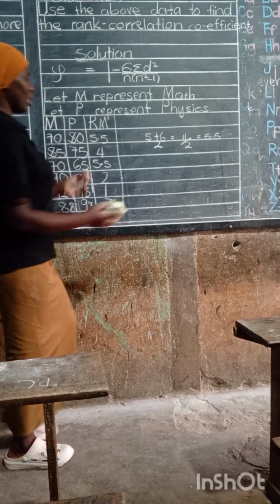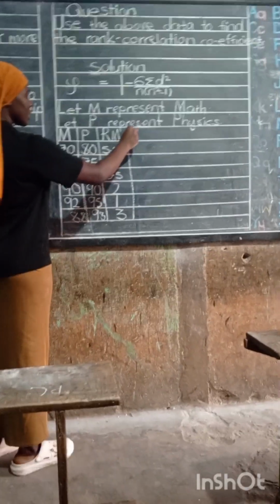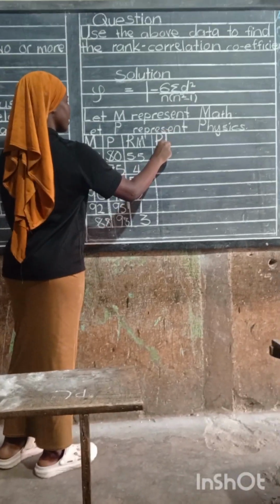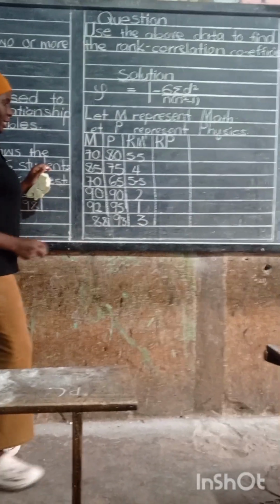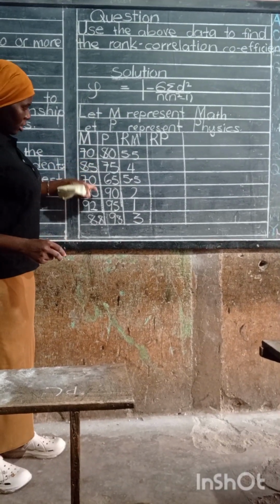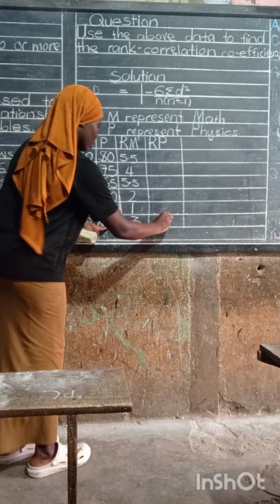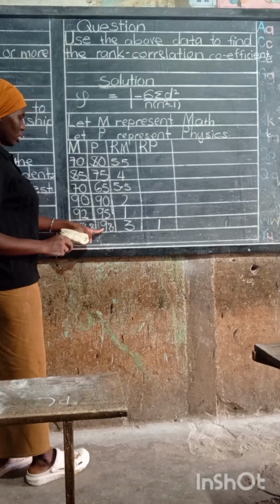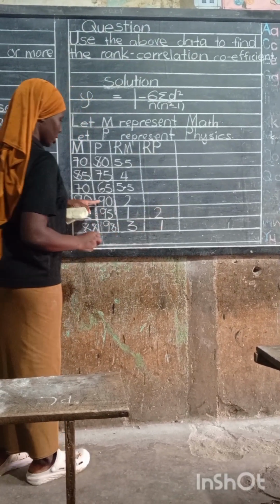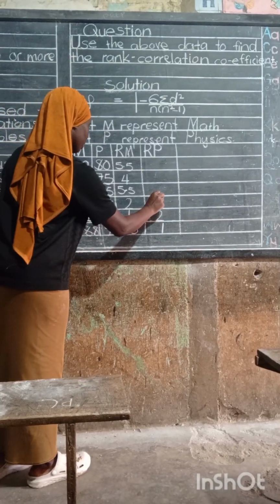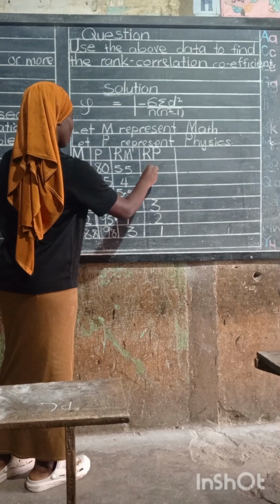So I'm going to rank physics also. I'm continuing with my table. I'm ranking now physics, rank of P. Still I'm going to use the same format of ranking, starting with the biggest value. The biggest is 98, and that is 1, the first one. The second one is 95, that is 2. The third one is 93. The fourth one is 84.